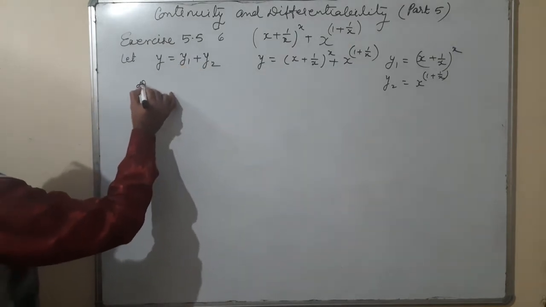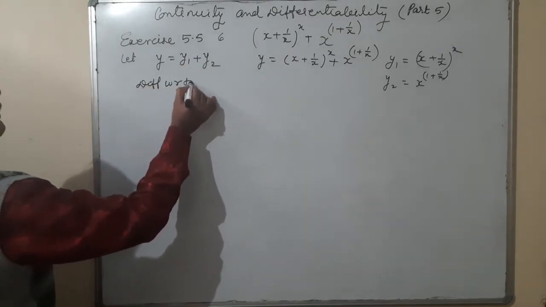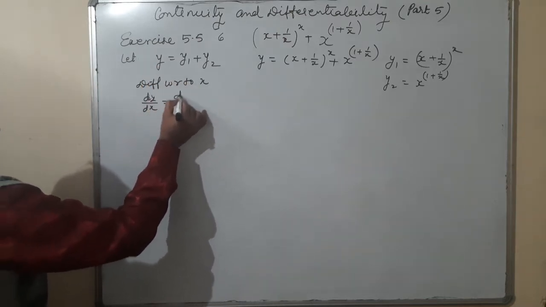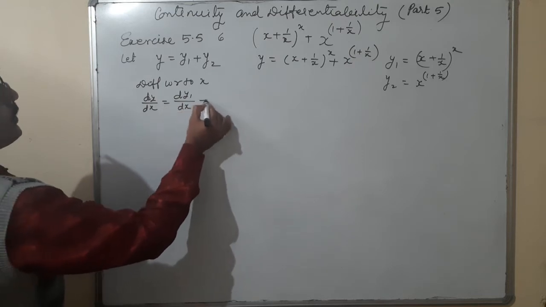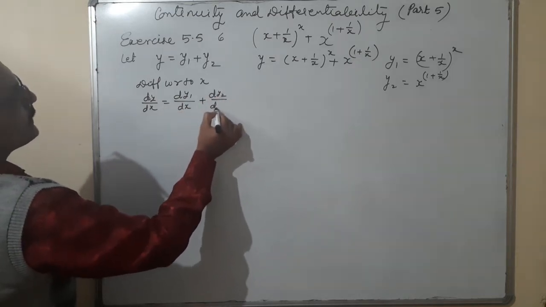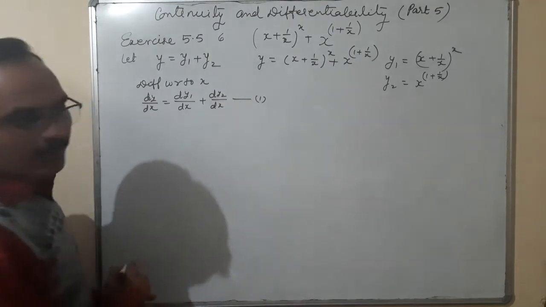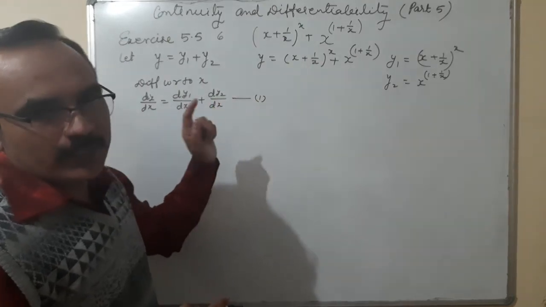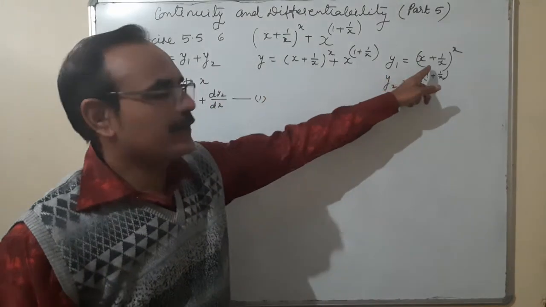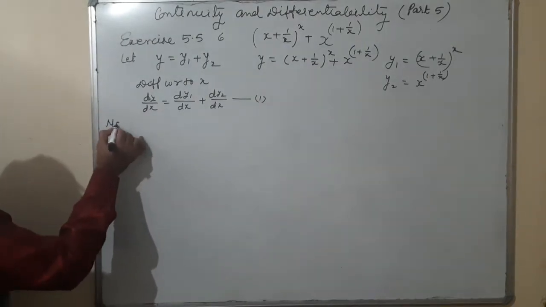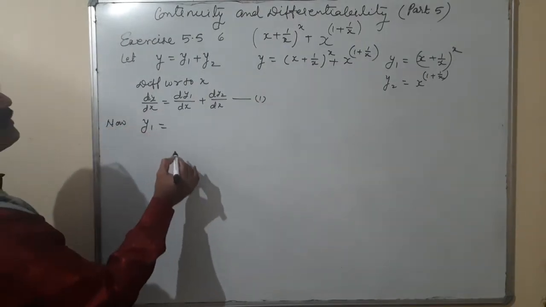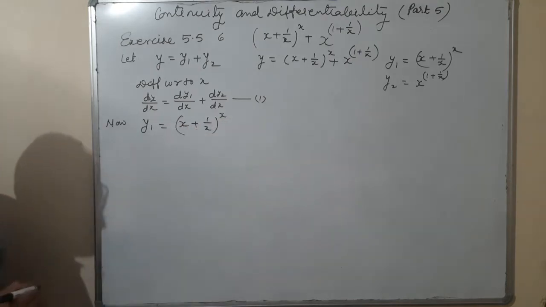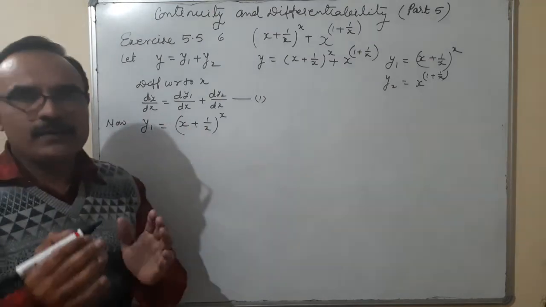Differentiate with respect to x. So it is coming dy/dx = dy1/dx + dy2/dx. It is equation number 1. And now our motto: first of all we are finding dy1/dx, second dy2/dx. Now y1 is equal to (x + 1/x)^x. How to solve this term? How to find dy1/dx?